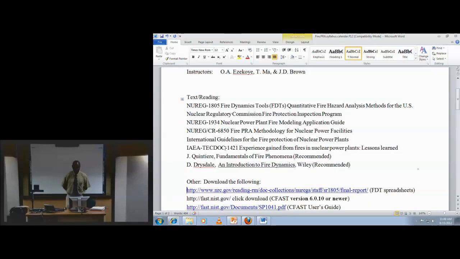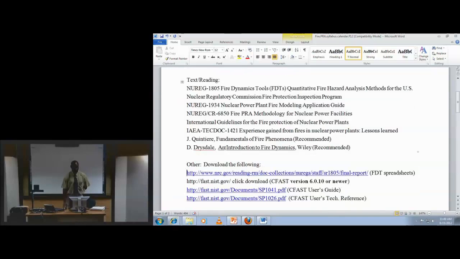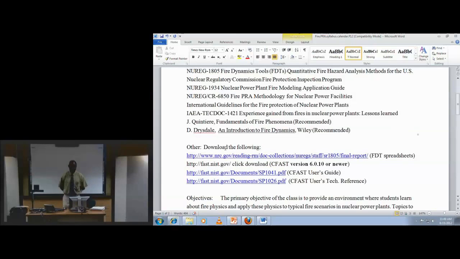It's a mixture really of easily accessed online material. These are the Nuclear Regulatory Commission guidelines, these NUREG documents, NUREG 1805, which is Fire Dynamics Tools, NUREG 1934, Nuclear Power Plant Fire Modeling Application Guide, etc. But then also there are two textbooks that I have there as recommended. And these recommendations are Fundamentals of Fire Phenomena by Jim Quintiere and An Introduction to Fire Dynamics by Dougal Drysdale. And you can find either of these books in your university library.